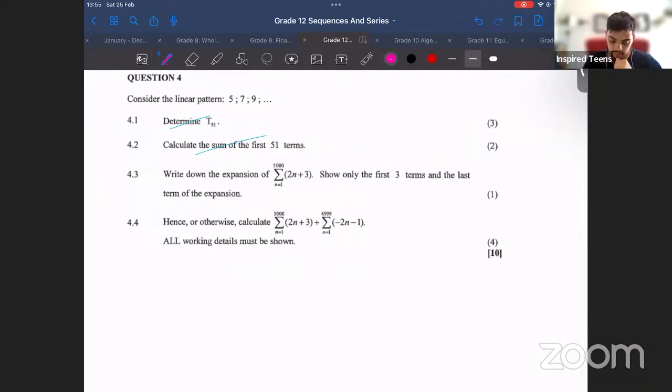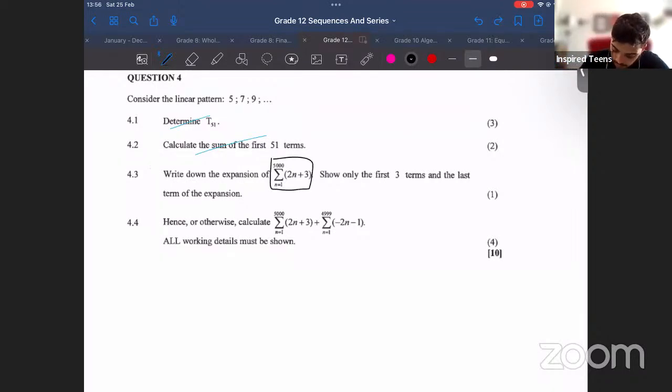So firstly, consider the linear pattern 5, 7, 9, and so on. Determine T51, no thanks. Calculate the sum of the first 51 terms, no thanks, right? Those are easy questions. Look at the hard question, okay? 4.3, and 4.4. I think many people have cried looking at this question. So let's see how not to cry while attempting this question.